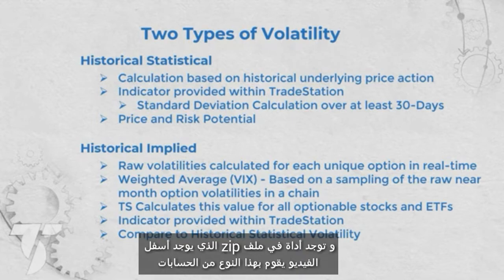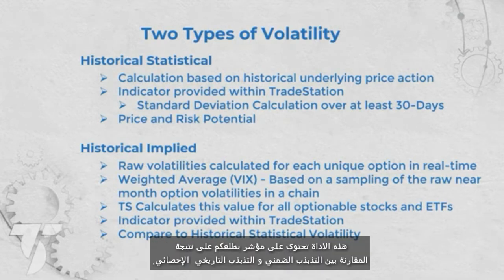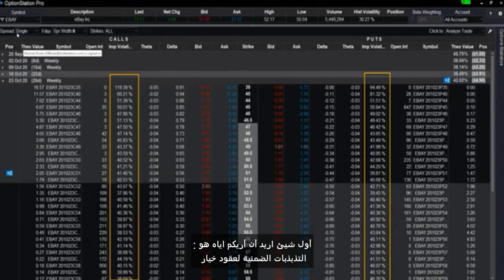And so one of the workspaces that I'm providing in that zip file is a workspace that does just that. It has an indicator that shows you the comparison between historical statistical volatility and historical implied volatility. So the first thing I want to show you is those raw implied volatilities in an option chain.